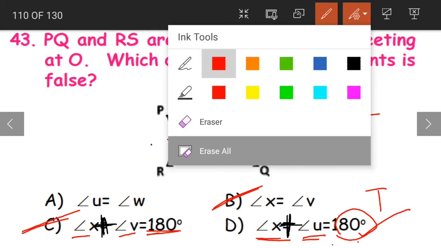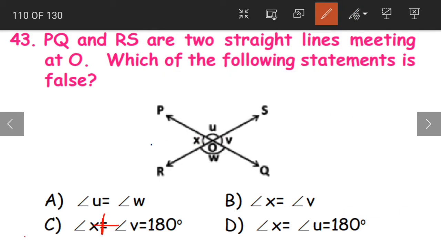So from the given options, which is the false option? Option C, angle X plus angle V is equal to 180 degrees is false. Now that becomes our correct answer.